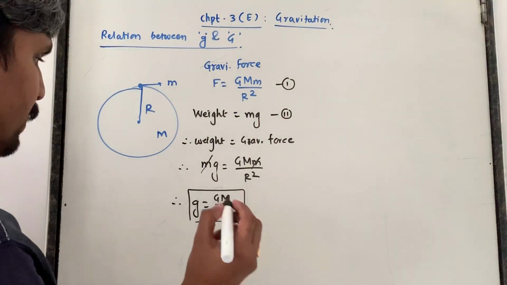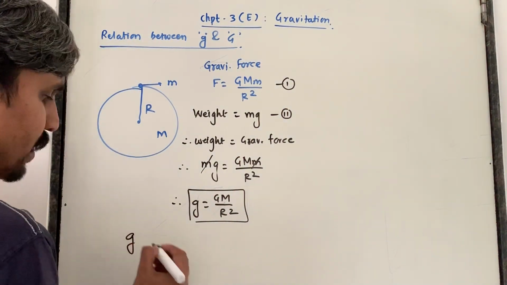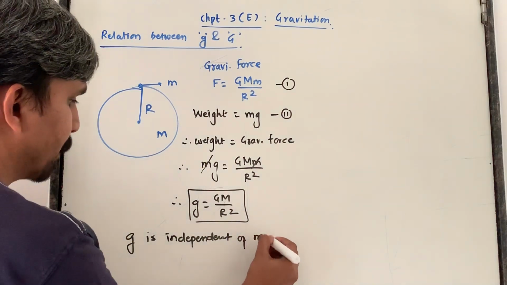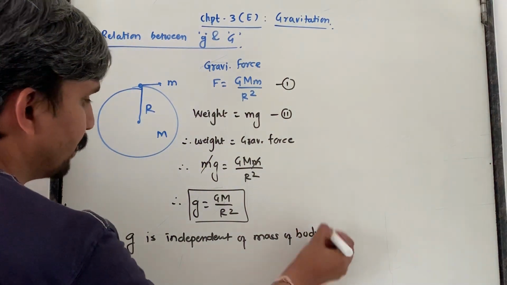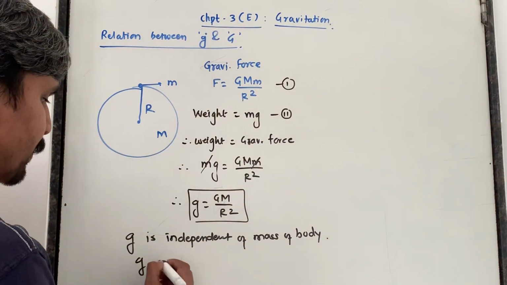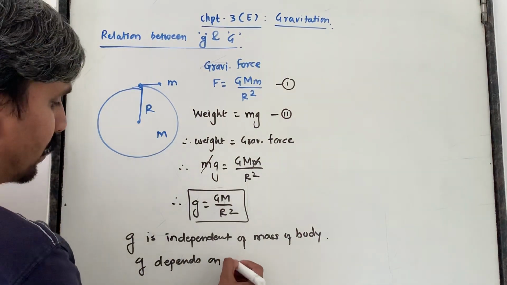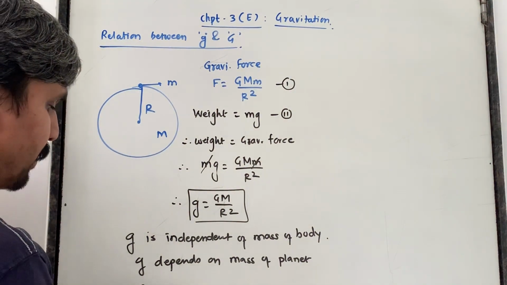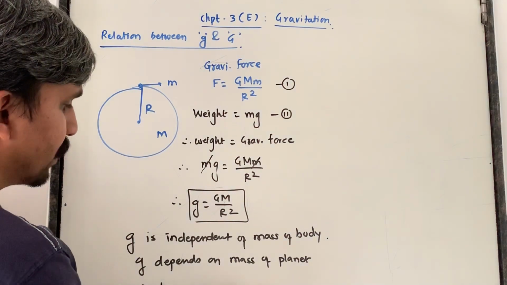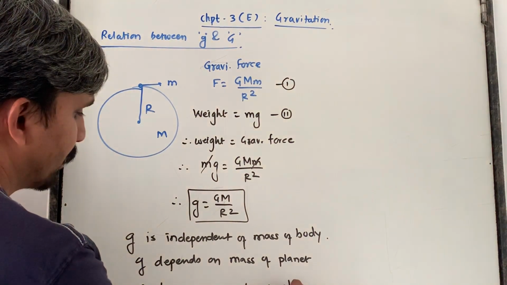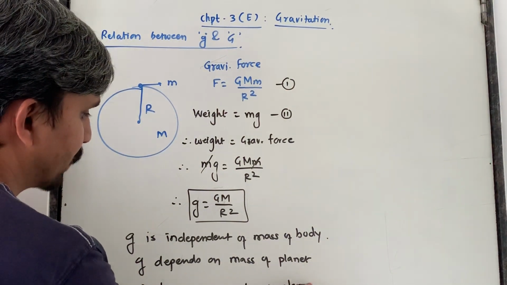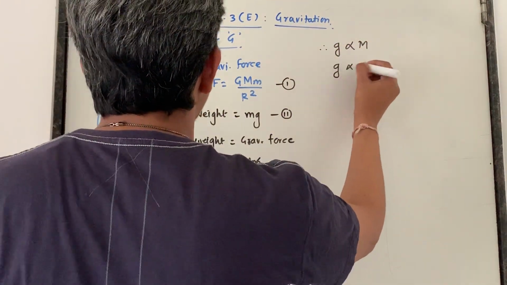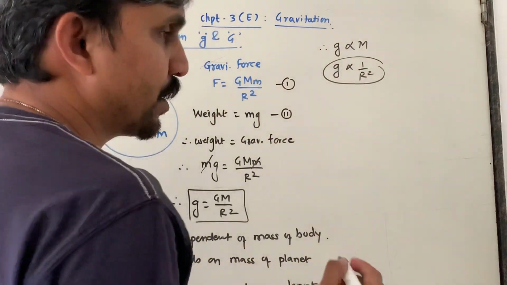So from this we conclude that acceleration due to gravity g is independent of mass of body, right? But g depends on what? Mass of the planet, so over here it is Earth, and g depends on the radius of the planet. This is the 2 part. Now g is directly proportional to mass, and g is inversely proportional to R square. Now this part is important for us, the square part, right?